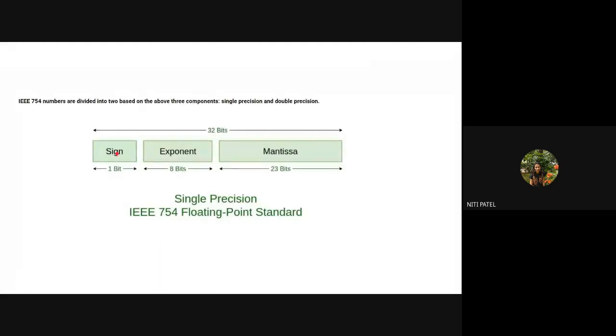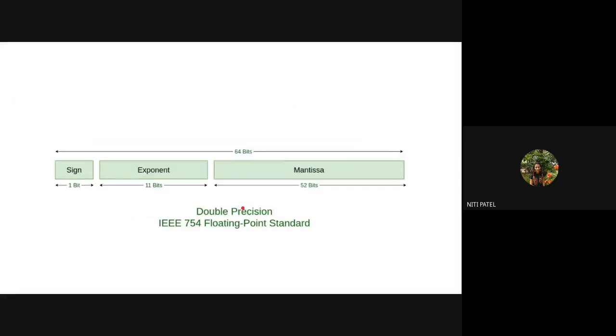So 1 bit for sign magnitude, 8 bits for biased exponent, and the remaining 23 bits, which is nothing but the normalized mantissa or the floating point representation. When I add 1 plus 8 plus 23, I get 32 bits of representation, and that 32-bit representation is called single precision.